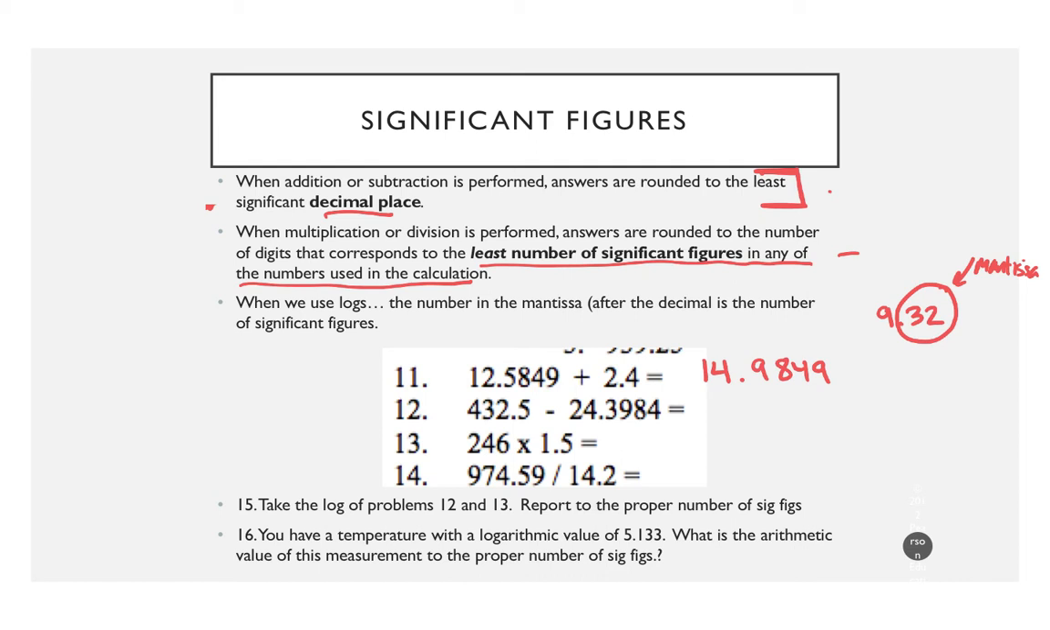So I look at how many digits does each number have after the decimal place. So this has 4 numbers after the decimal. This has 1 number after the decimal. So therefore, for this particular answer, I get to round to 1 number after the decimal. So that's this spot right here. So I look at the number behind it. 8 is higher than 5, so I'm going to round up. So this becomes 15.0. Okay. Go ahead and give the remaining 3, 12, 13, and 14 a try. Then come back here to check your answer.